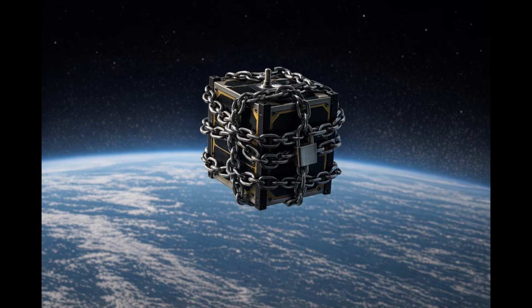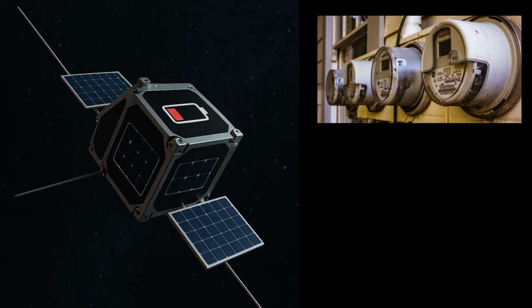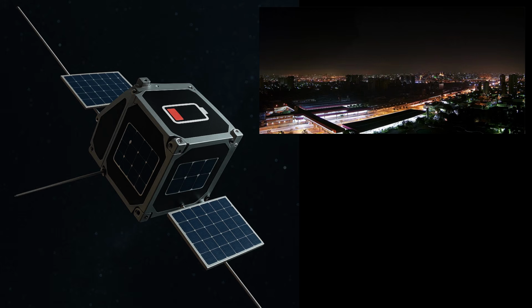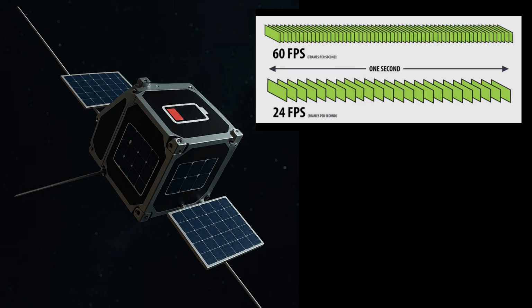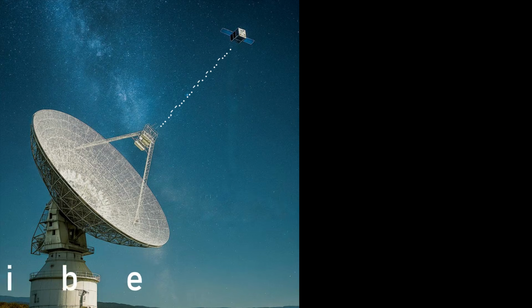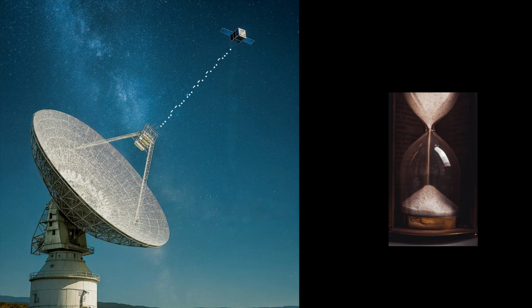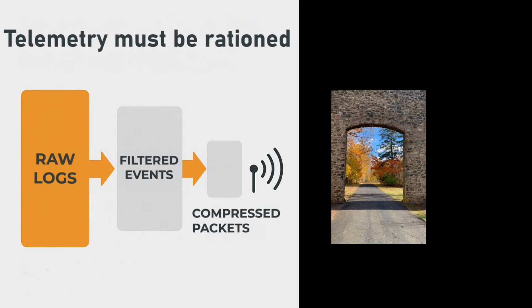And here's the first thing you learn. In space, everything is constrained. Power is scarce. You ration it. You shut subsystems down. You reduce duty cycles and frame rates. Communication is expensive. Bit rates are tiny, or the energy cost is huge. And you only get short windows when the satellite passes overhead. Telemetry must be filtered. Only the essentials make it through the radio choke point to limit communications.